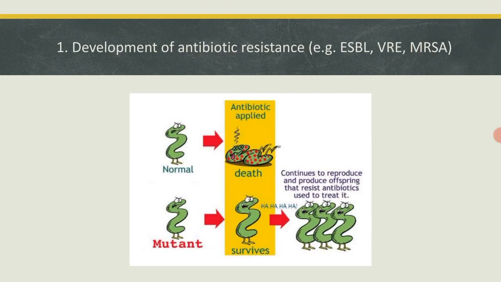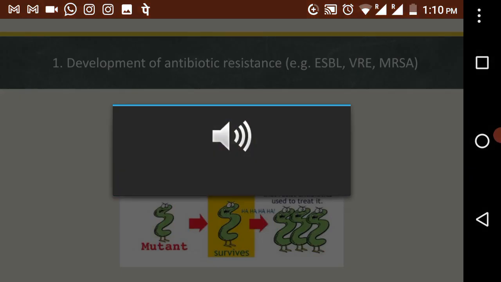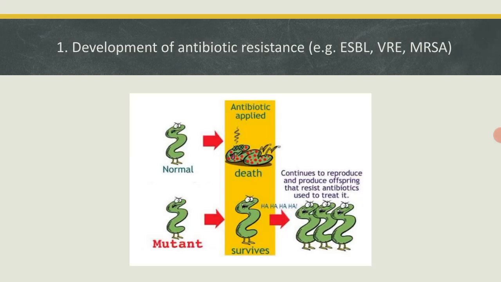Now if you look at the picture, there is a normal bacteria. Say it is not resistant, it is a normal pathogen in its native state. And now if we apply the antibiotic treatment or the antibiotic dosage to it, it will kill that pathogen or bacteria. This is the normal scenario.